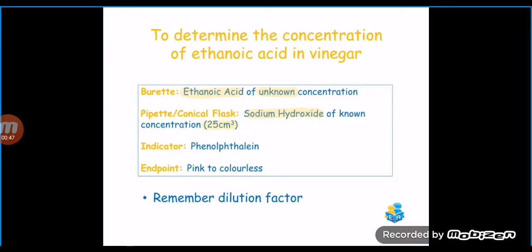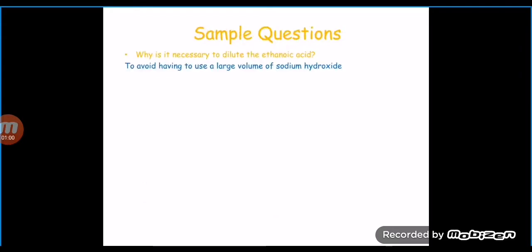The indicator used in this experiment is phenolphthalein, and the colour change is from pink to colourless. It's very important to remember your dilution factor in this experiment, as it may be hidden within the question. So here's some sample questions that appear quite frequently when the ethanoic acid titration comes up.